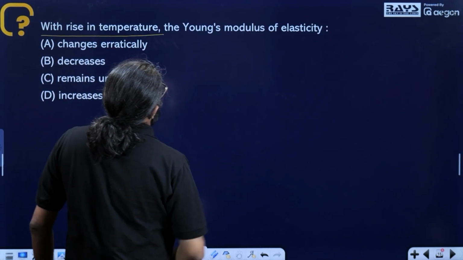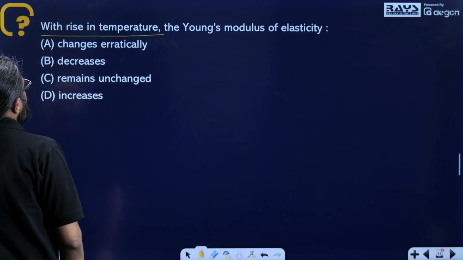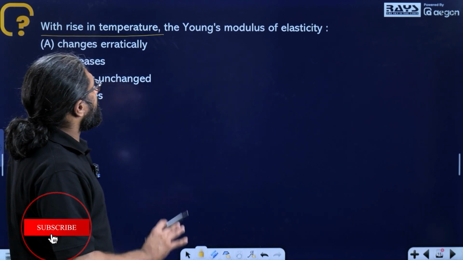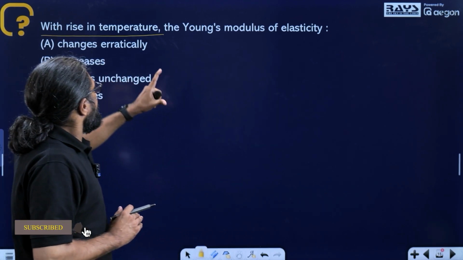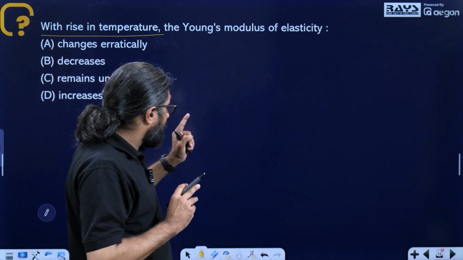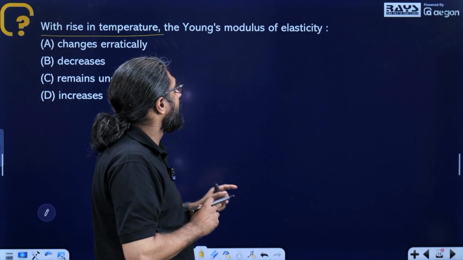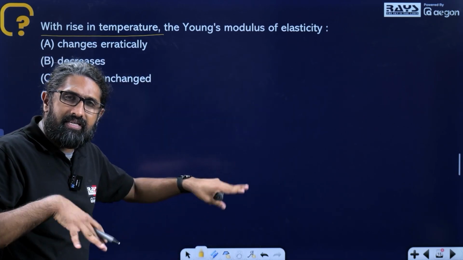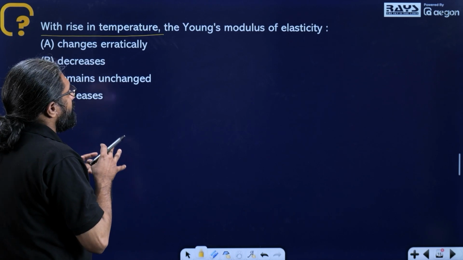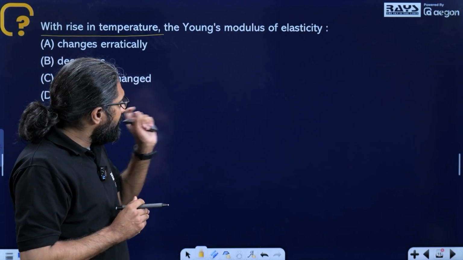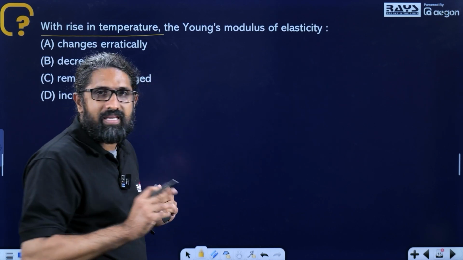With a rise in temperature, what happens to Young's modulus of elasticity is the question. Now, I'll tell you one thing specifically. Young's modulus has got nothing to do with the dimensions of the object. There is another question in another shift which actually emphasized that point. The dimensions of a material play no role in deciding Young's modulus. Young's modulus is a material property. But when temperature increases, there is something that will happen here.